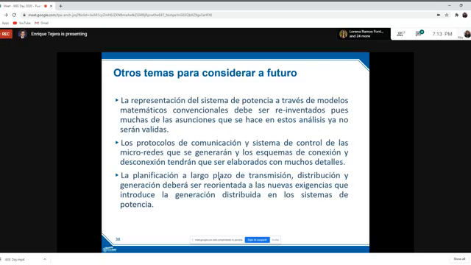A futuro, otro tema es que el sistema vamos a tener que representarlo de otra manera. Los modelos matemáticos convencionales que utilizamos ya tienen que involucrar todas estas variables, de manera que podamos hacer un análisis de qué es lo que tenemos en el sistema y dónde están esas fuentes. Los niveles de cortocircuito van a variar. La comunicación, las microredes, los protocolos que vamos a usar de comunicación, se pueden comunicar entre ellos. Van a tener que llevar todos estos detalles.